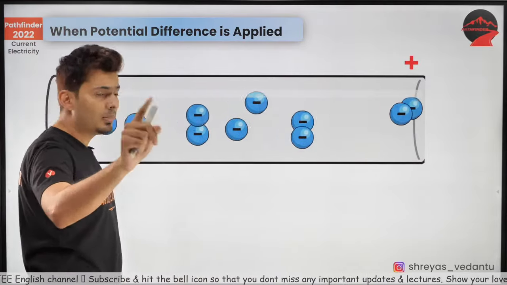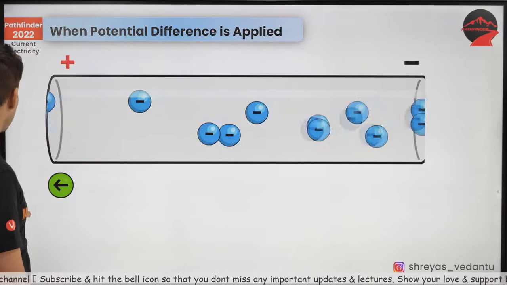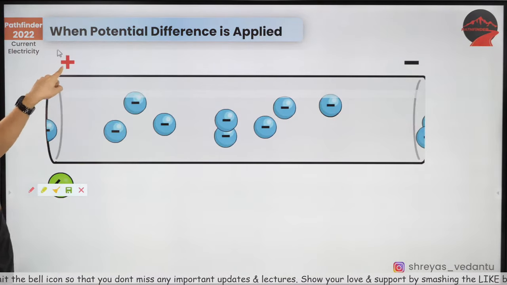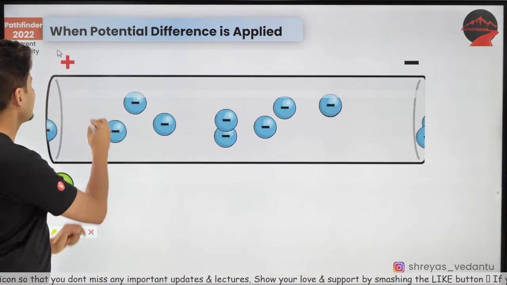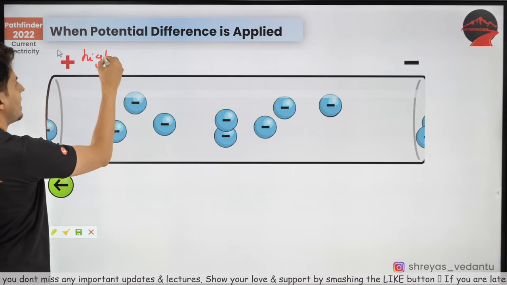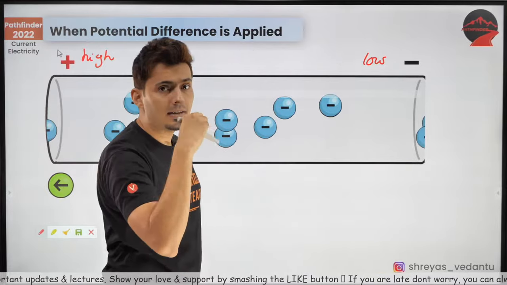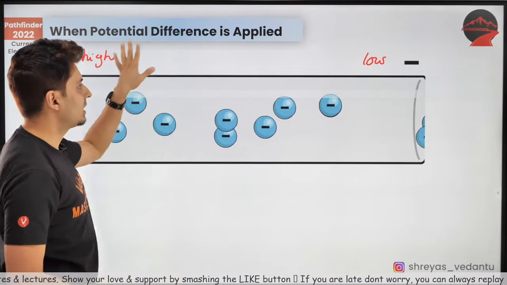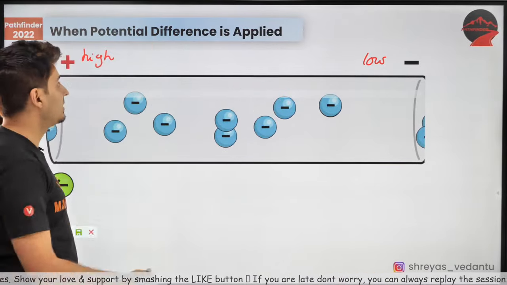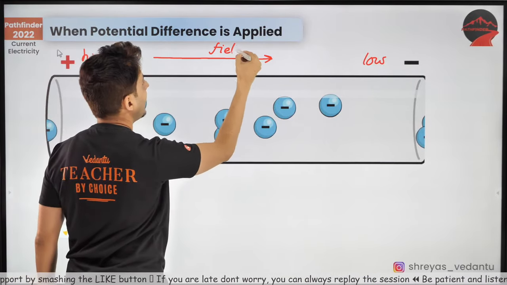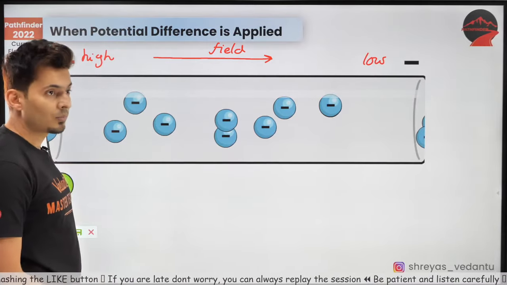Now, one thing particularly I want you to observe. Look at this, guys. This is positive. This is high potential. This is low potential. So which direction will the field be? The field will be in this direction, correct? Always from the higher towards the lower potential.